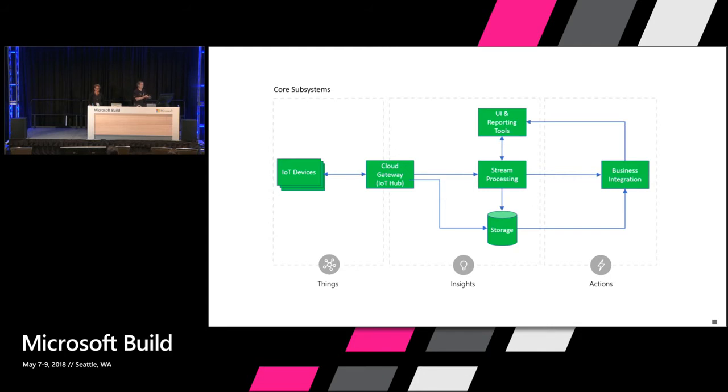They all have devices. They're all sending data to some cloud gateway. Some kind of stream processing or rules evaluation is being executed on top of that data. The data's stored. There's some kind of business integration. This could be as simple as, let me see the data. I want to visualize it. It could be much more complex. It could be integration with CRM.